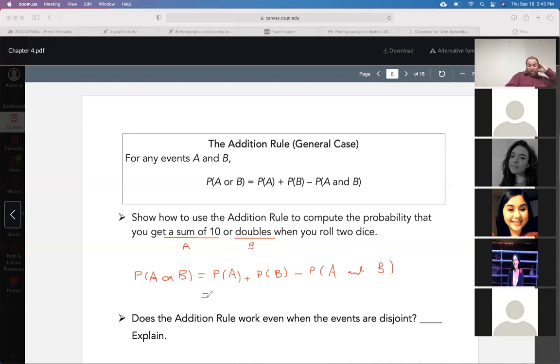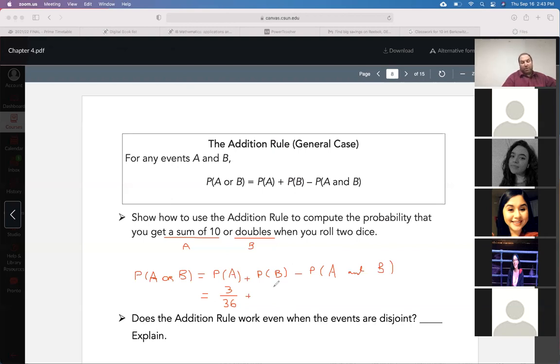What is the probability of rolling A? 3 over 36. There's 3 ways of getting a 10: 4, 6; 5, 5; 6, 4. Wait, so then now you wouldn't do 5, 5, 6, 4. What was the other one? 5, 5, 6, 4, 4, 6. Oh, yeah. Okay, never mind.